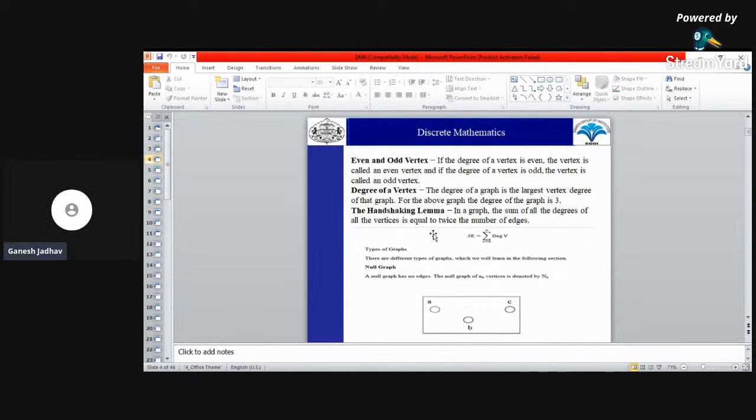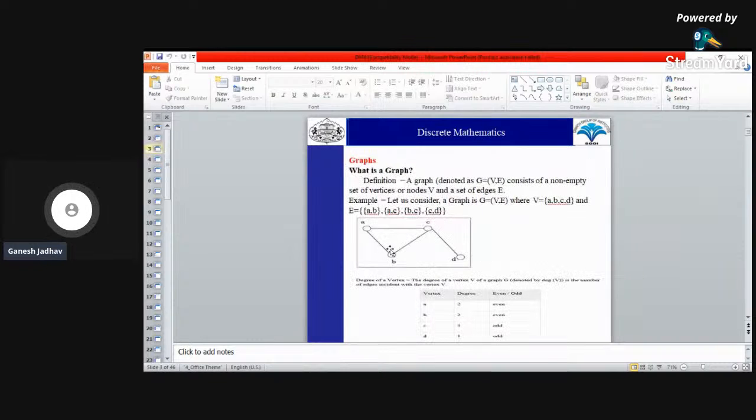We have also seen the degree of a vertex. The degree of a vertex is the number of edges from that particular node. Vertex A has two edges, AB and AC. So the degree of vertex A is 2.